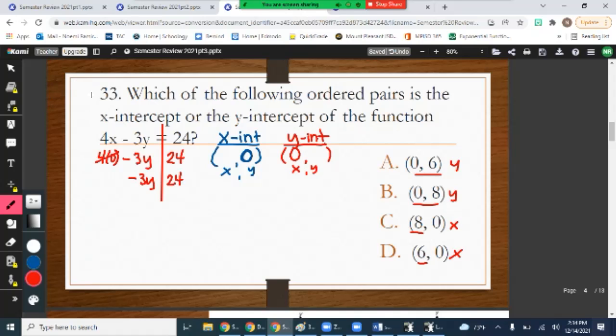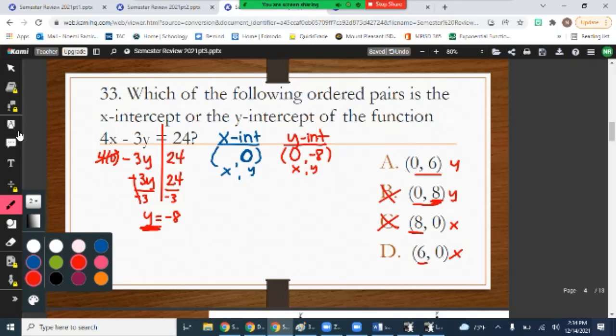What is the last step? Divide by that -3. So y is equal to -8. Because you have that y equals, and because you made the other letter 0, that's your y-intercept, -8, which doesn't exist. So I have to find the x-intercept. That's why I'm teaching you how to do this.